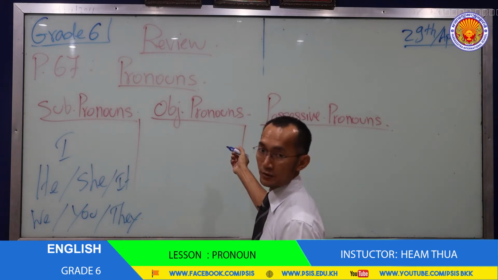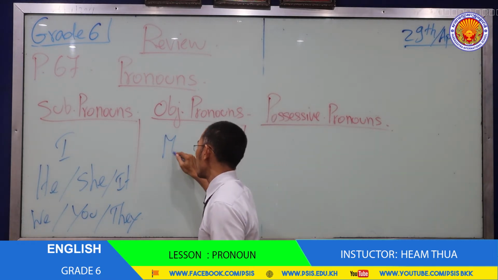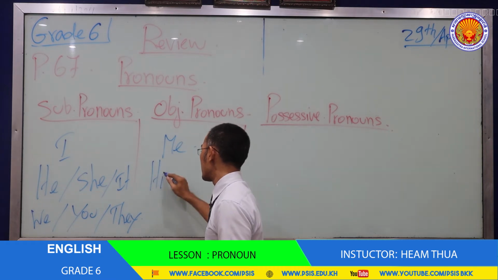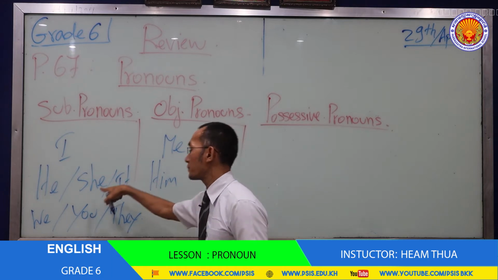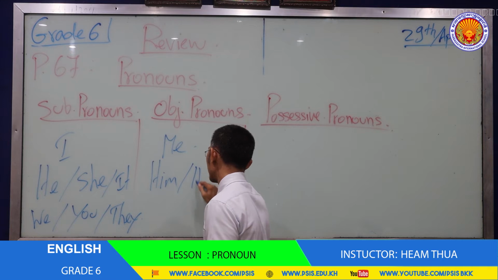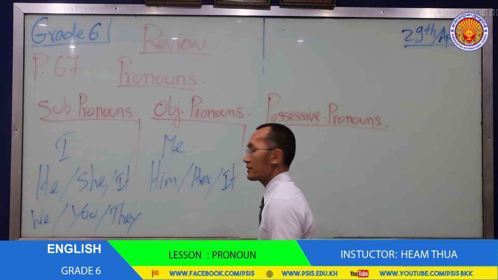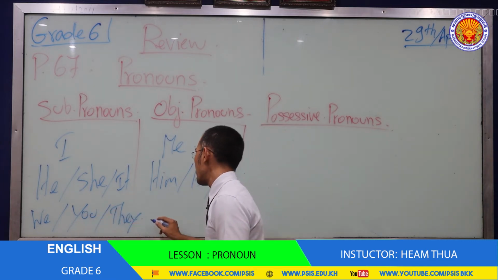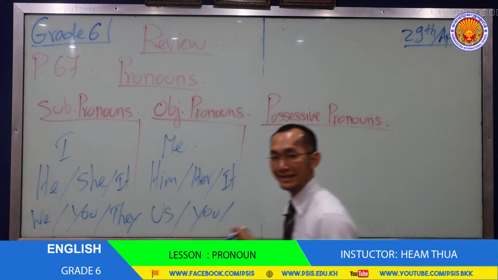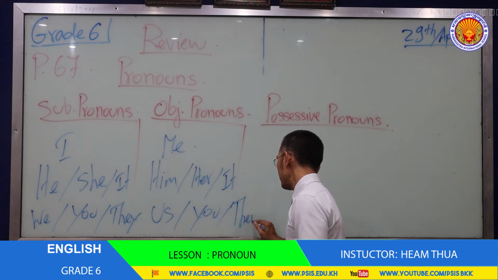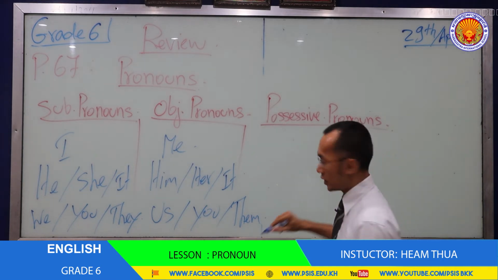What about object pronouns? I think you also understand, right? So let me just write for you. From I to me, from he to him, from she to her. What about here? Well, the same, right? Nothing changed. What about here? From we to us, you still the same, but they into them. Okay? What about the last one? Well, you may already know.